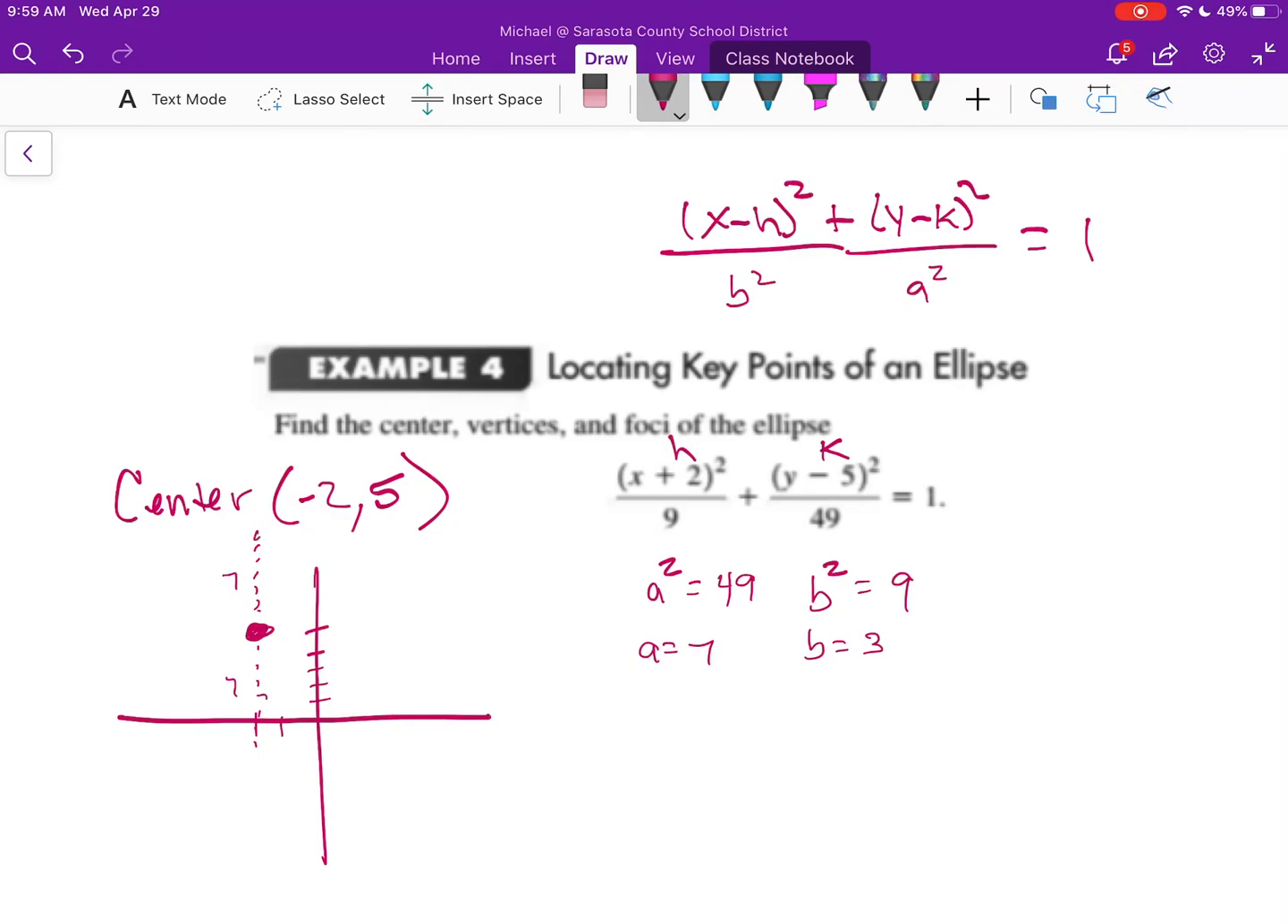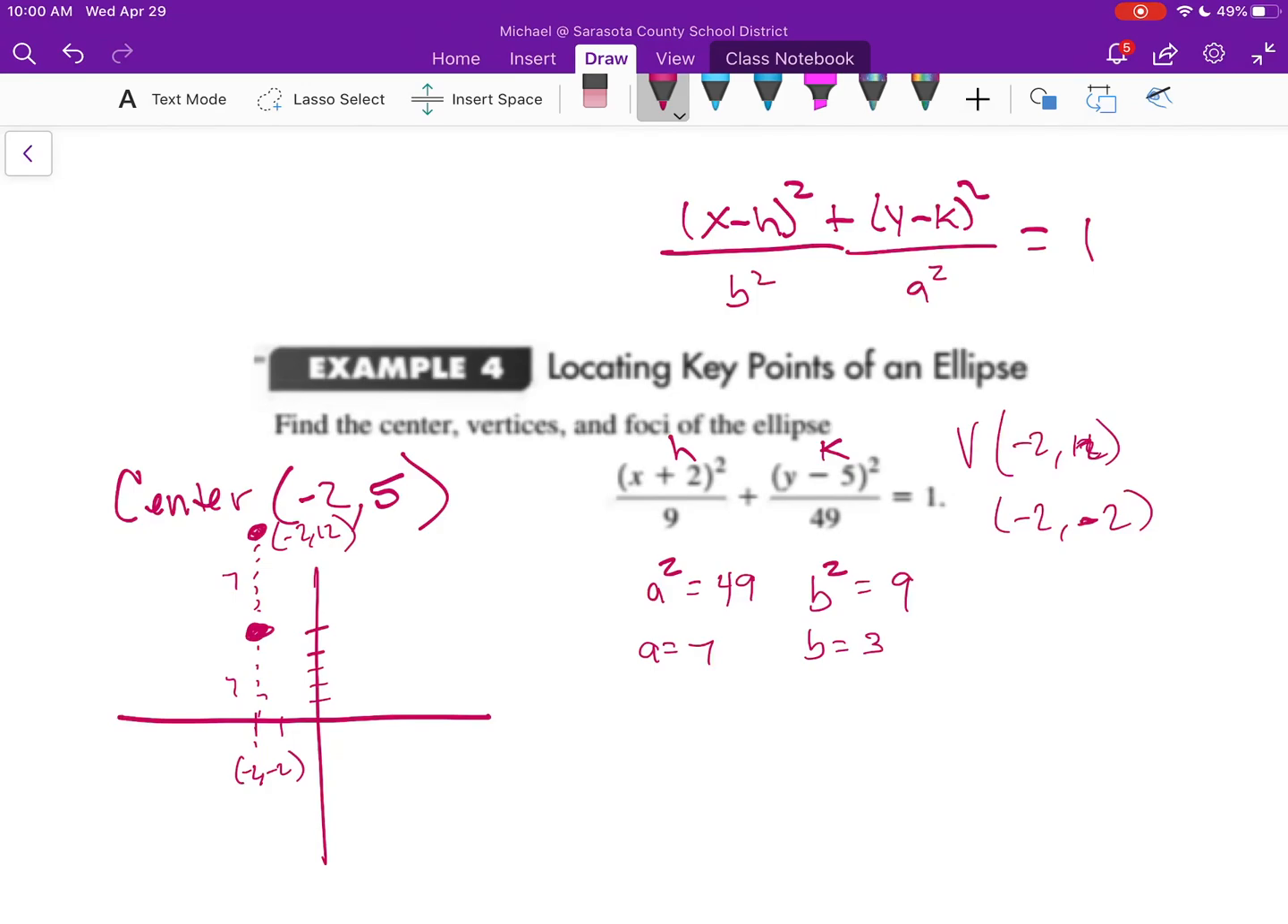So 7 above 5 is going to put me up here at -2, 12. And then 7 below is going to put me down here at -2, -2. So that means the two vertices are going to be at -2, 12 and at -2, -2.